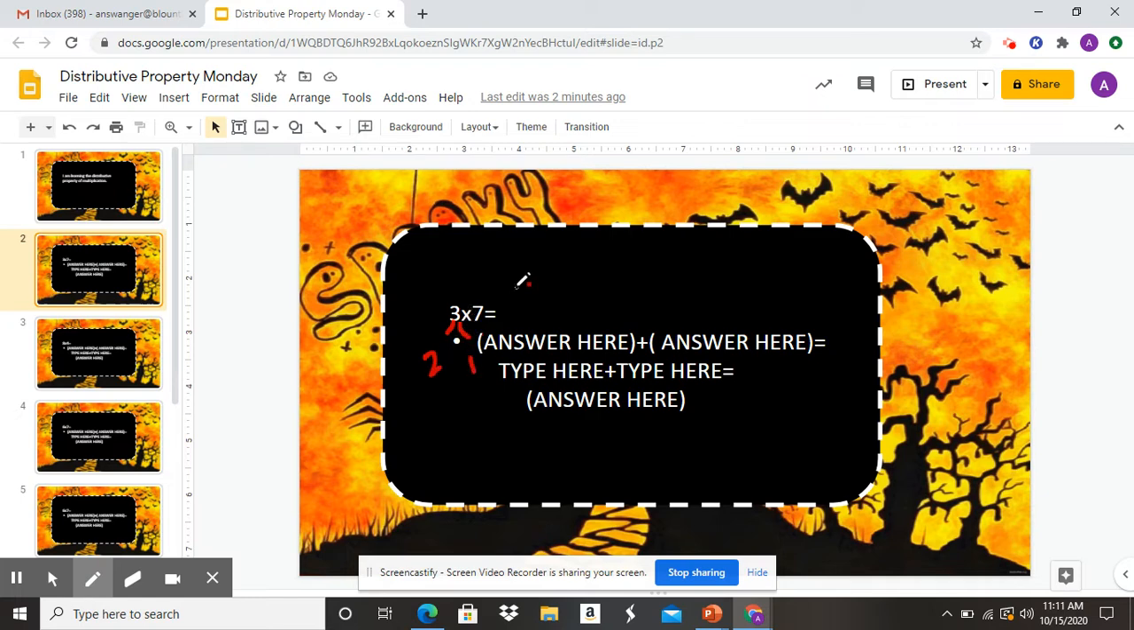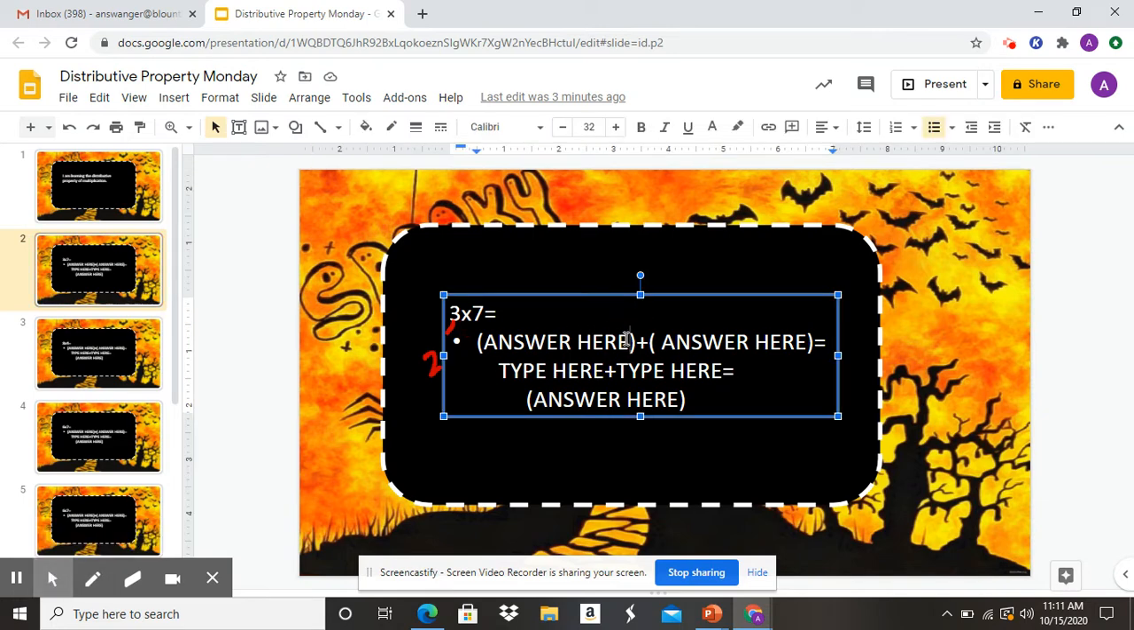The reason I'm going to break it apart into 2 and 1 is because I know my 2 multiplication facts, and I know that with my 1s, it's just the same number that I'm multiplying it by because of the identity property. So I've decomposed 3 into 2 and 1. So now I've got to type in my new equations, okay? Because 2 plus 1 is 3.